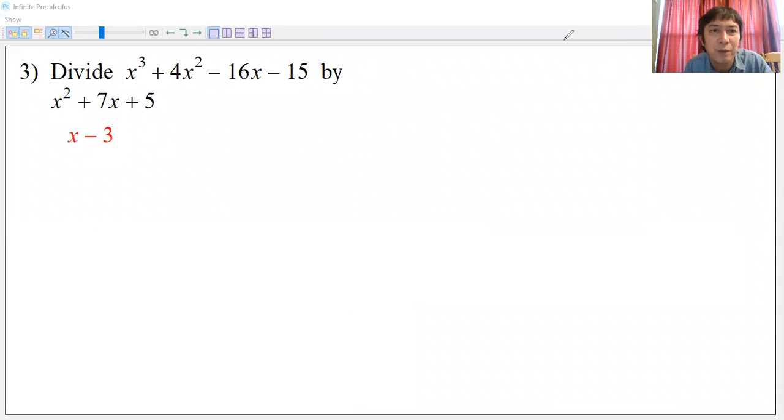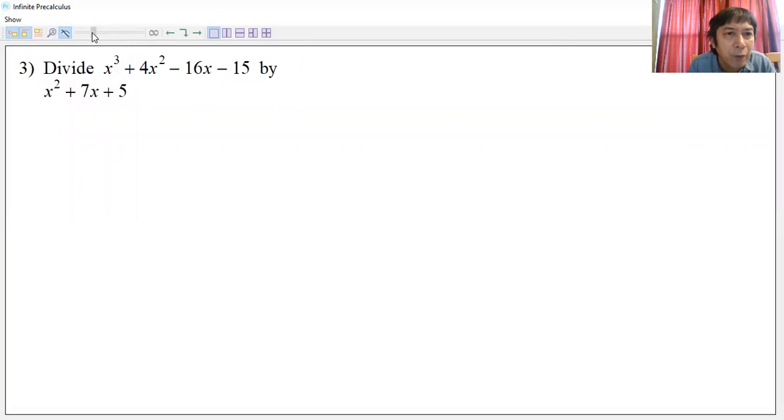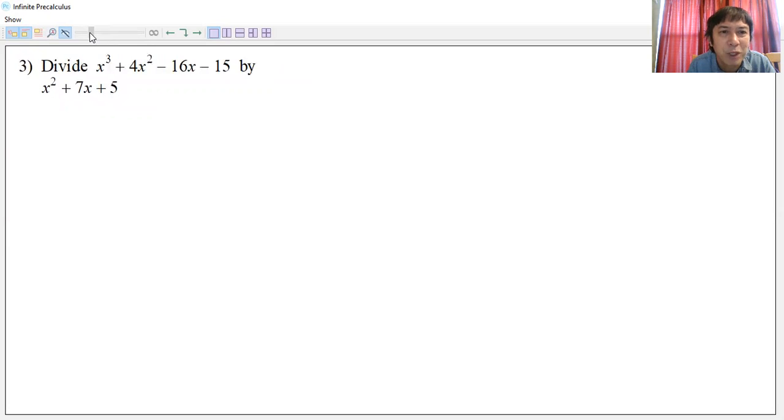We'll be doing number 4. Here is number 4. Let us make the question smaller so we have space to write on. Number 4: divide x to the fourth plus 5x cubed plus 4x squared plus 3x minus 63 by x squared plus 2x plus 7.